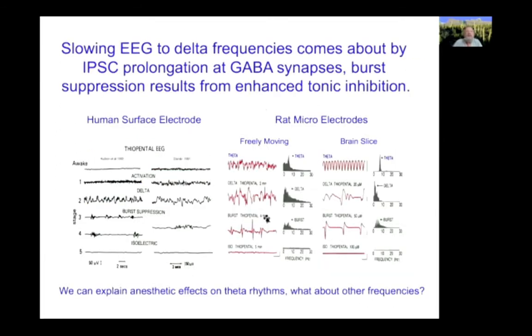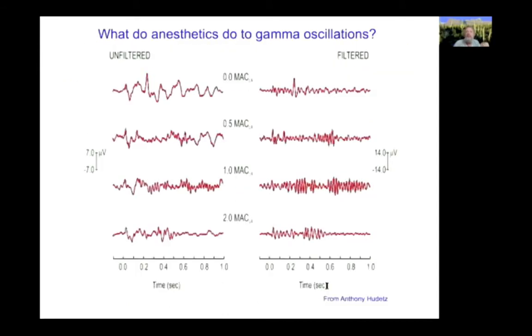So what I've shown you is that we can account for this delta slowing activity by prolongation of GABA-mediated inhibition, and we can get to burst suppression with thiopental or other anesthetics by turning on a tonic GABA-mediated inhibition. So this can explain the effects of anesthetics on theta rhythms, but what about other frequencies?